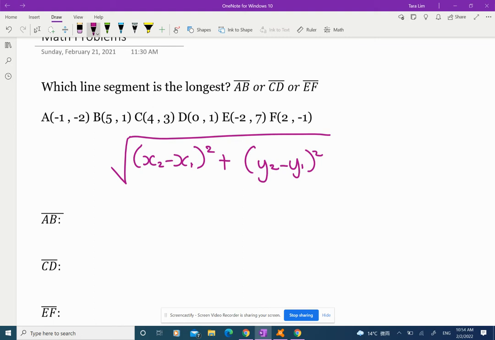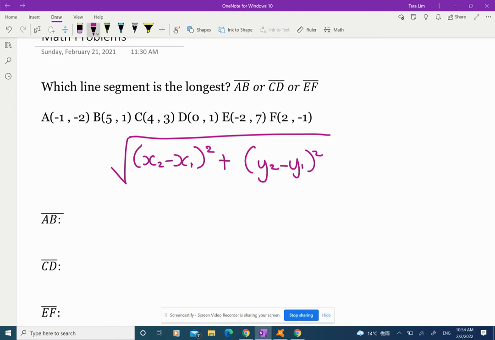So here we can see that x2, remember it is just a name. It does not necessarily mean that x is timesing x by itself. So x2 is just a name. So let's use this formula and try to solve for the distance of line AB.